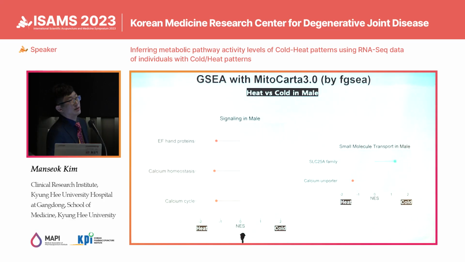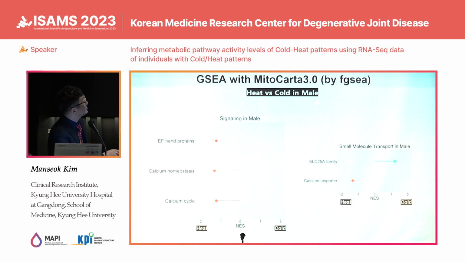And then, since we got interested in metabolic changes, we implemented another GSEA approach using another package, FGSEA, with a specific gene list called MitoCarta 3.0. In this analysis, we can guess what kind of alterations it has from a metabolic point of view. Here, again, red color is associated with a heat pattern.